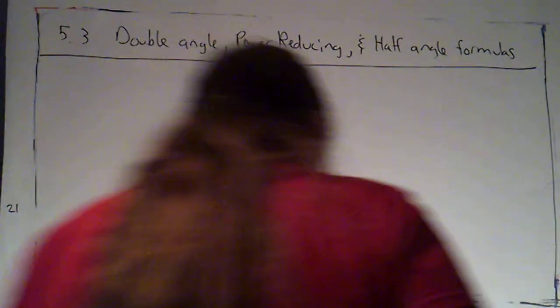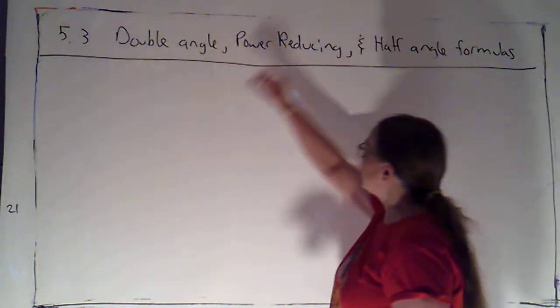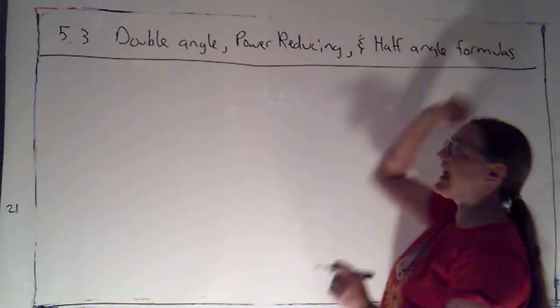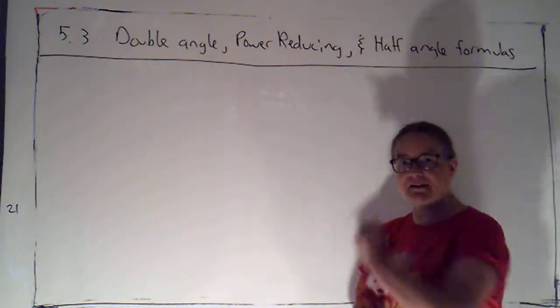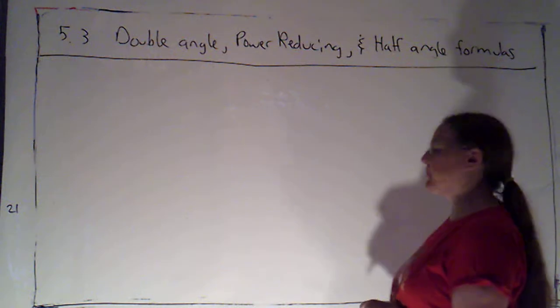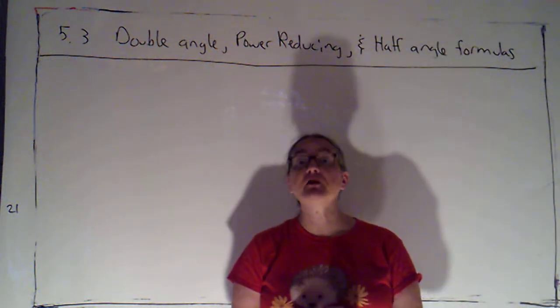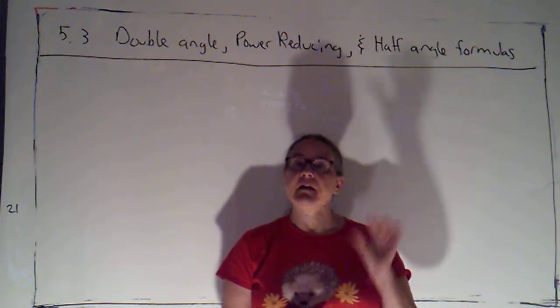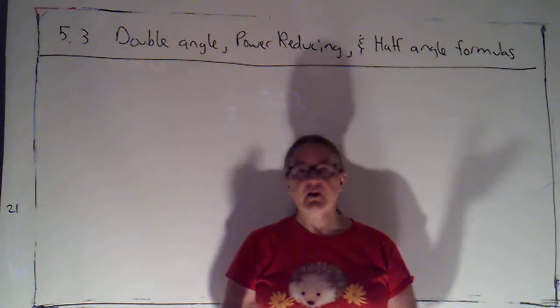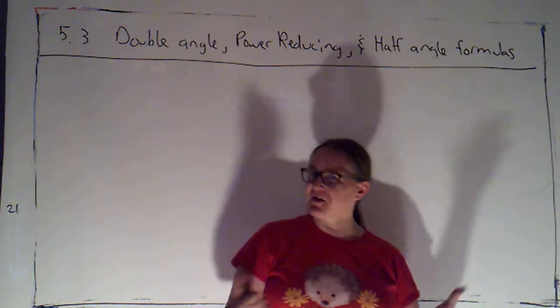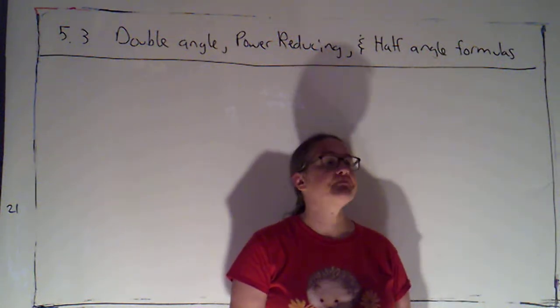Section 5.3 is about the double angle formulas, the power reducing formulas, and the half angle formulas. Lots of new formulas. I am happy to report that there are no formulas in this section that you need to memorize. There may be some that you choose to memorize. You might accidentally memorize some of the ones that you use more often, okay?